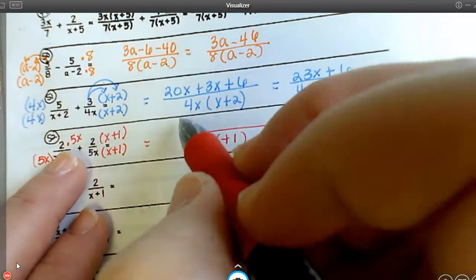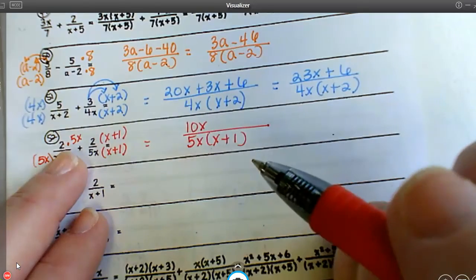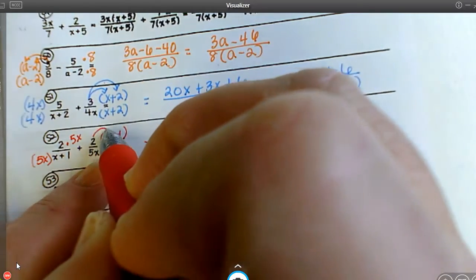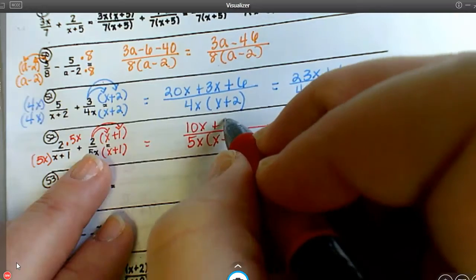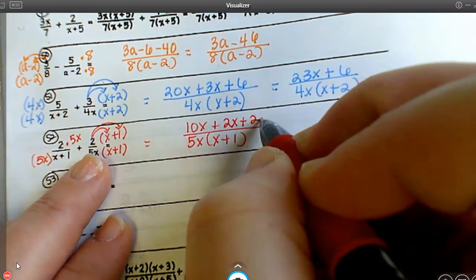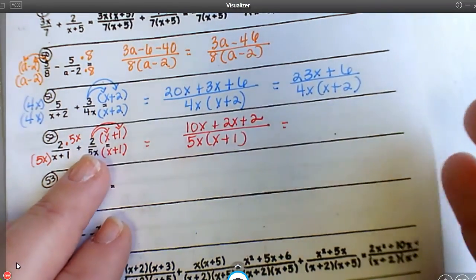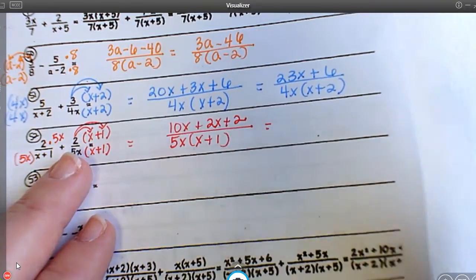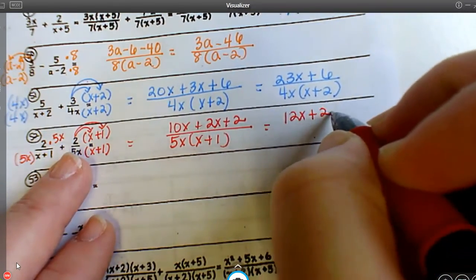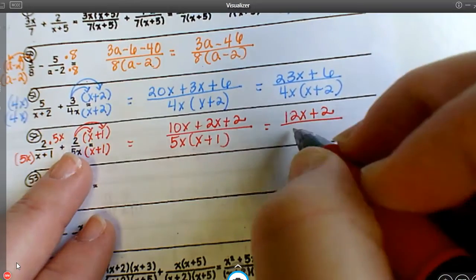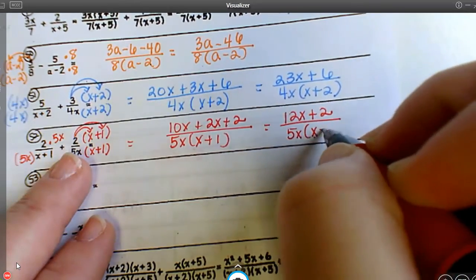Alright, 2 times 5x is 10x. And then the 2 has to be multiplied by the x and also the 1. So that would be 2x plus 2. And then combine if there's anything to combine, and there is, because the 10x and the 2x makes 12x, plus 2, because that's what's left over, over 5x, and then x plus 1.